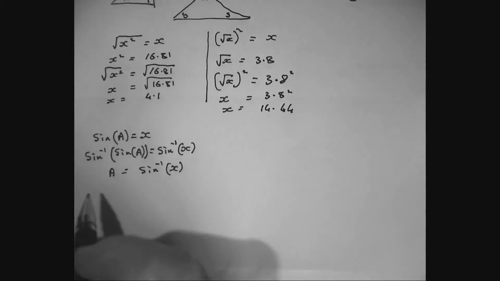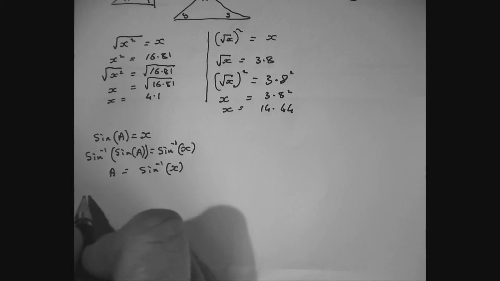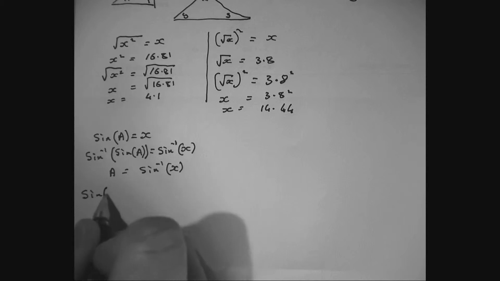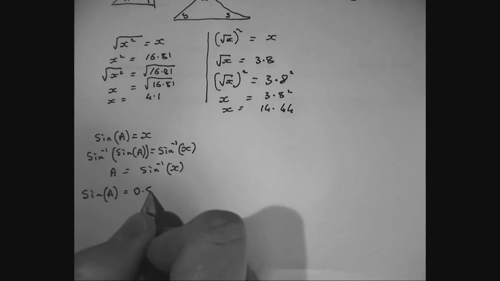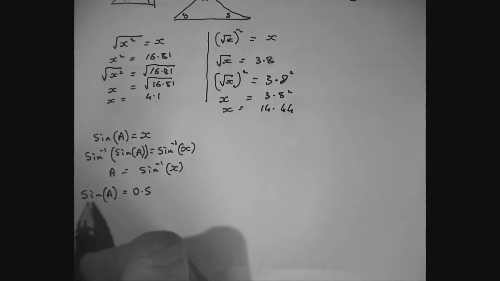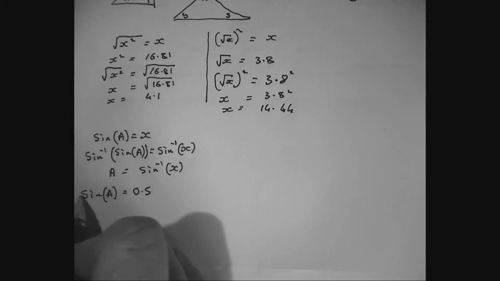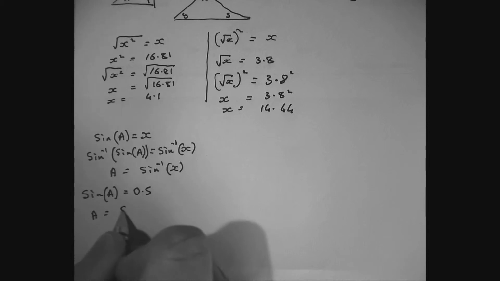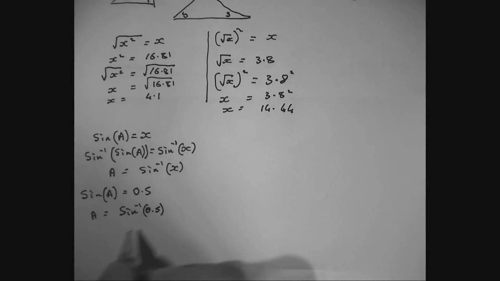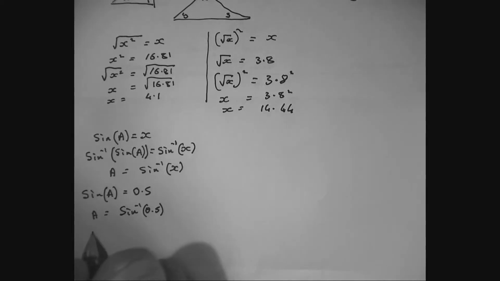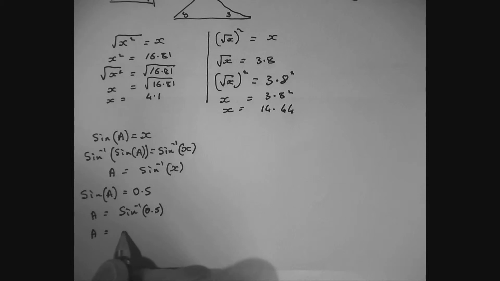An example would be if we are told that the sine of the angle A equals 0.5, then if I take the inverse sine of each side, the inverse sine of sine will cancel, and I'm left with A equals the inverse sine of 0.5. A bit of calculator work will tell me that A equals 30 degrees.